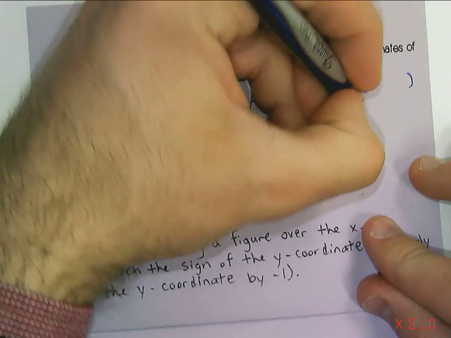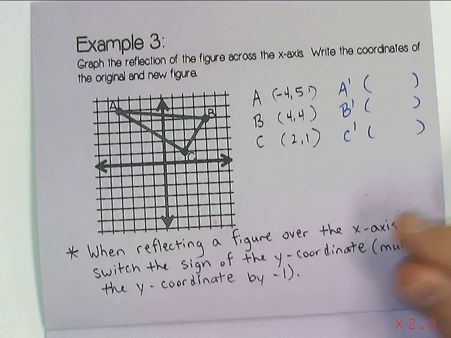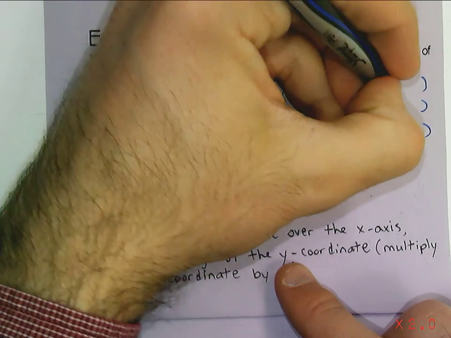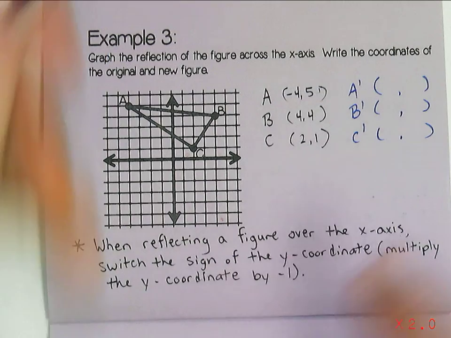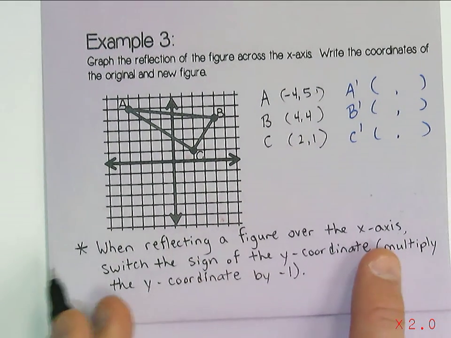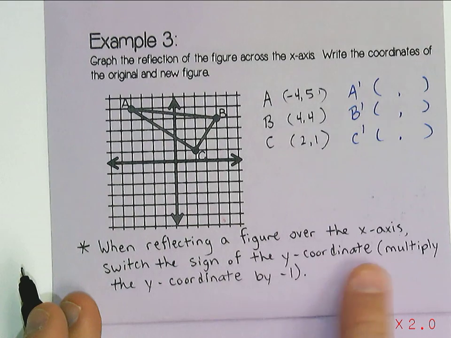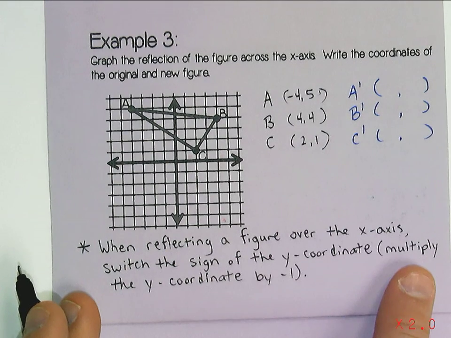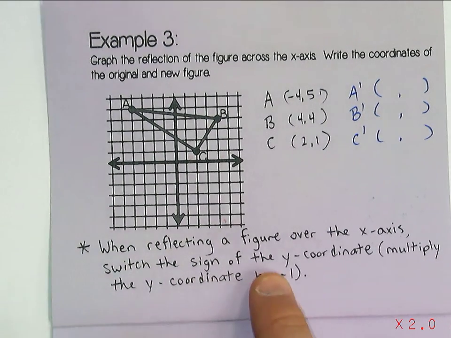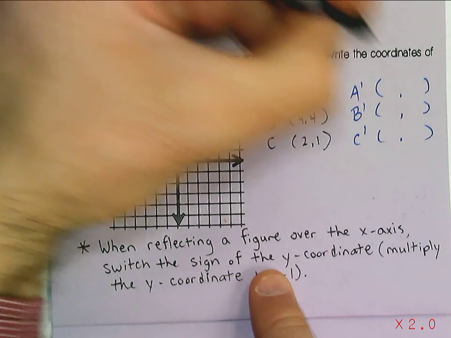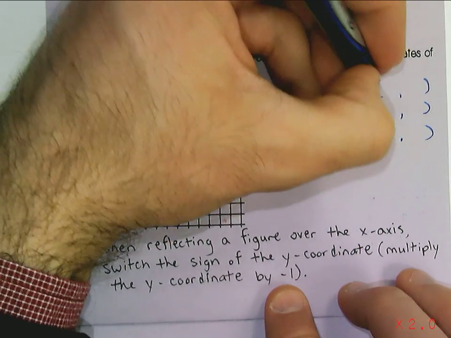Remember, this helps us distinguish between the two images that we have, the two figures. So for A, it says here, when reflecting a figure over the x-axis, switch the sign of the y-coordinate, which is similar to just multiplying the y-coordinate by negative 1. So if it's positive, it changes to negative. If it's negative, it changes to positive. So we don't touch the x, that stays the same.